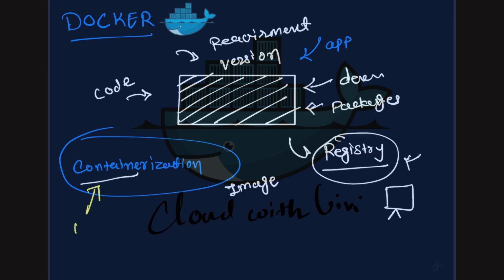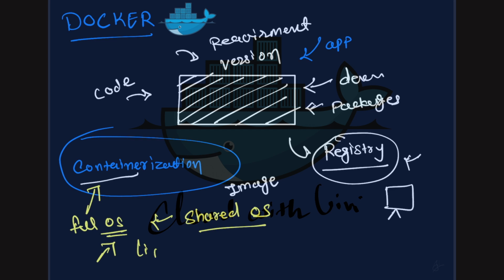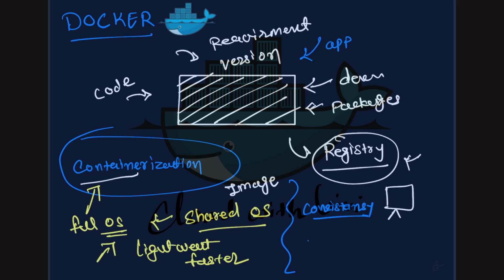So these containers do not need a full OS. They basically work on a shared OS. We'll see this part in the next architecture chapter. But let's understand that because of this, it is lightweight and faster. Also, Docker makes sure that your application has consistency everywhere. That's why it works in almost all environments. That's for Docker.